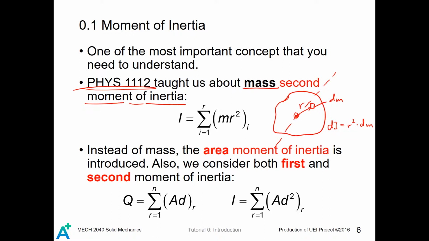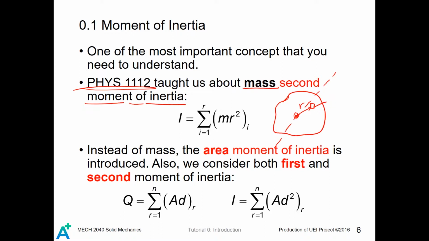Then in case I want to find the moment of inertia of the whole piece of stuff, then you just do the integration. So you know that dI equals r squared dm, then the moment of inertia will just be the integral of r squared dm. So it is the definition of moment of inertia.